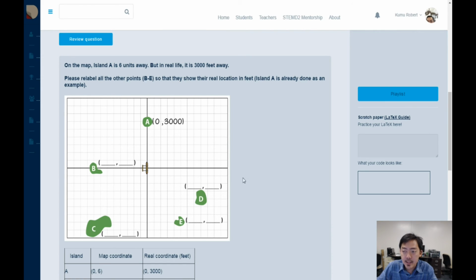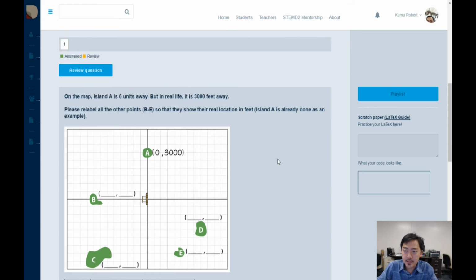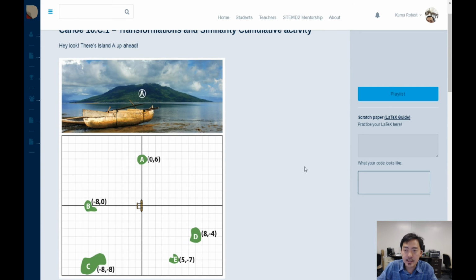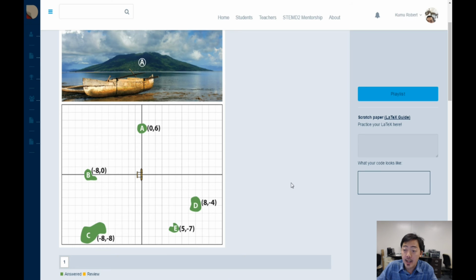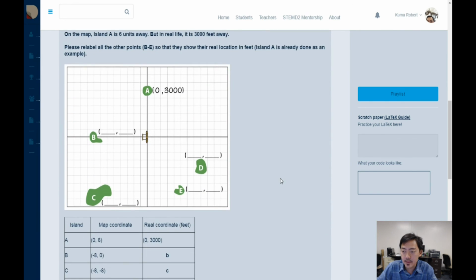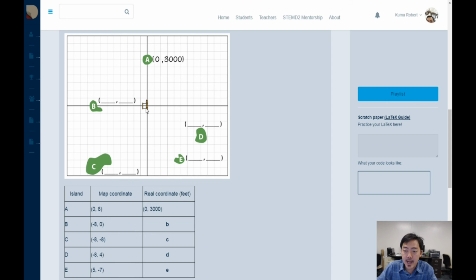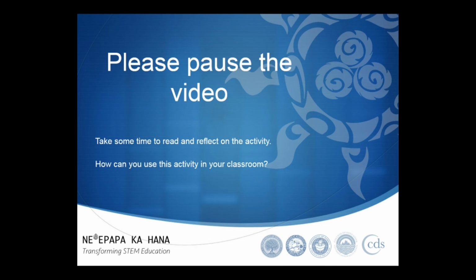So here is another map that shows the real distances in feet. In this activity, we will use this point and the previous point to figure out a scale factor. And then we're going to use that scale factor to figure out the positions of all these other islands. So we're going to be filling out this map and this table. That activity is pretty straightforward. So let's pause the video and take some time to review and reflect on it. Let us know how you can use this activity in your classroom.